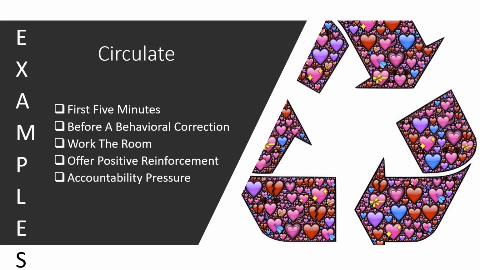There are several times when you're going to want to circulate around your class. Your first should be in the first 5 minutes of every class. You should do it before behavioral correction is needed. Anytime you need to work the room, when you're going to need to offer positive reinforcement, or when you need to place accountability pressure on students. This is a great technique to get the students to respond.